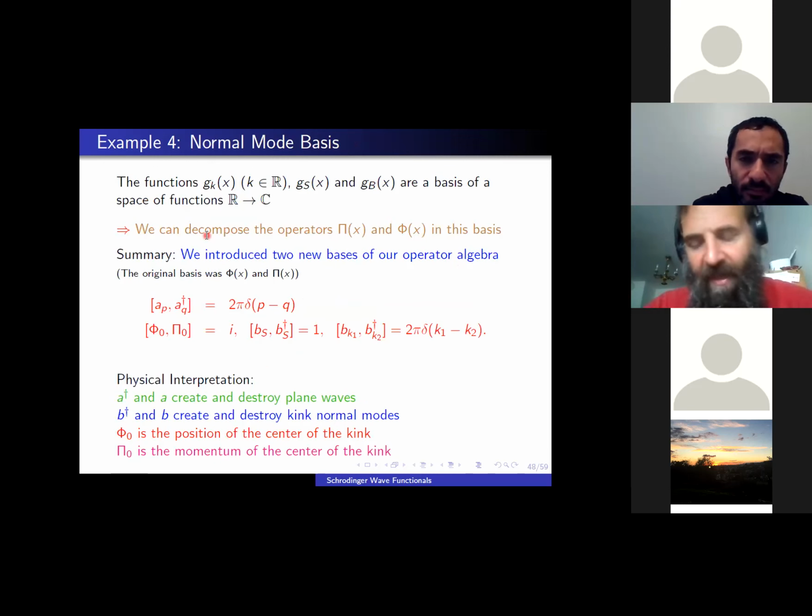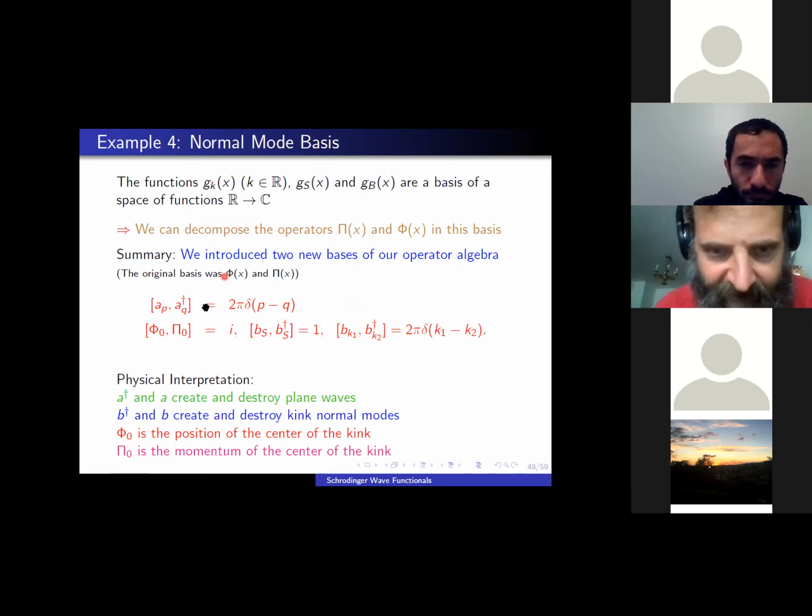So remember, every time we have a basis of functions, we can define a new basis of our operator algebra. So this basis of functions, the Sturm-Liouville basis, gives us a new basis of our operator algebra over here. And we already calculated its commutators. So now we've got 3 bases of our operator algebra. One was the defining one, the phi x and the pi x. There is this new basis here.